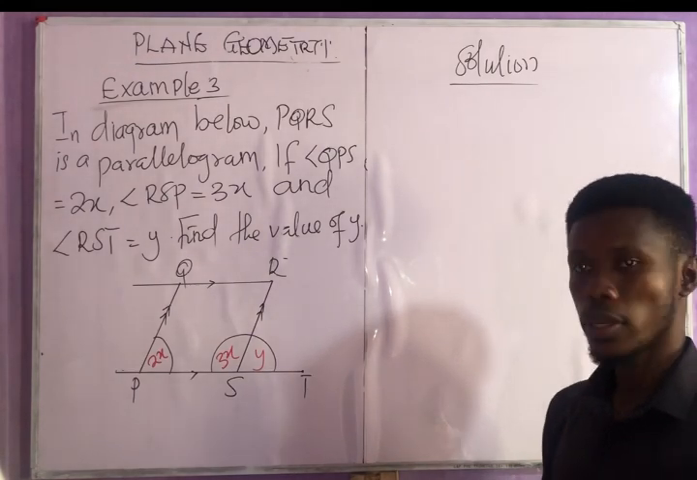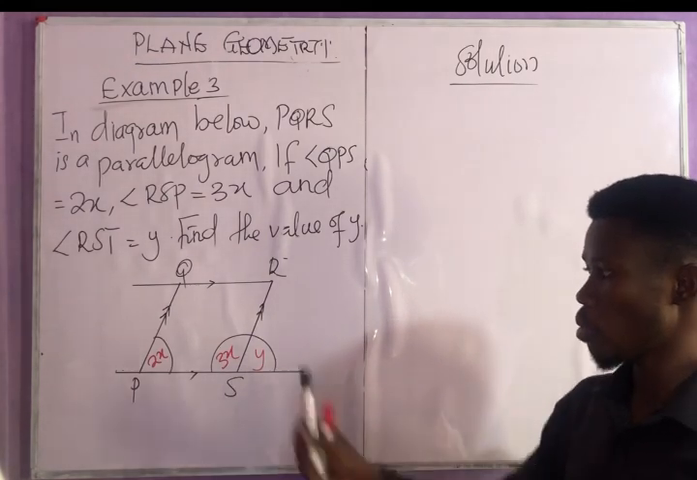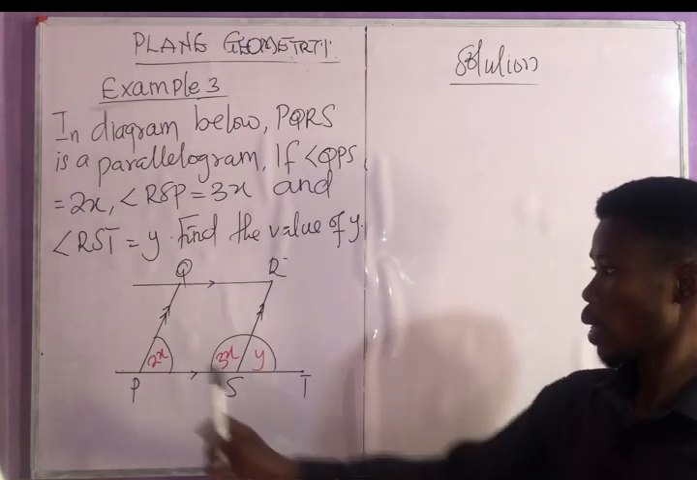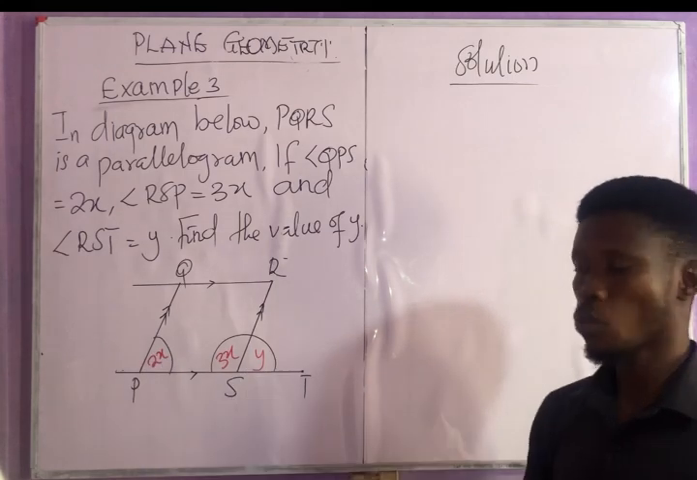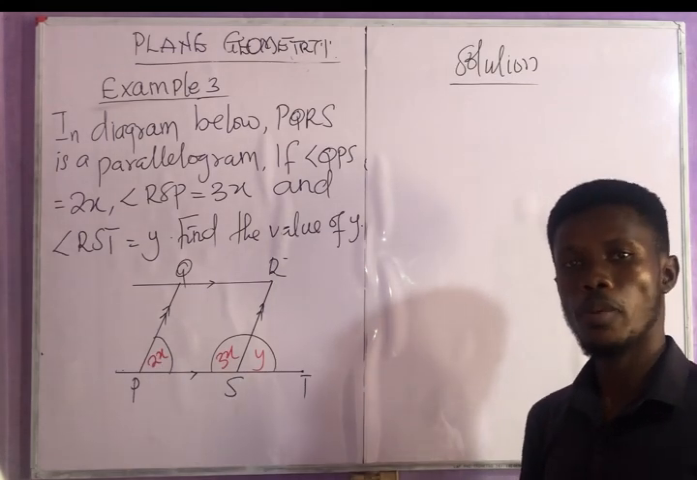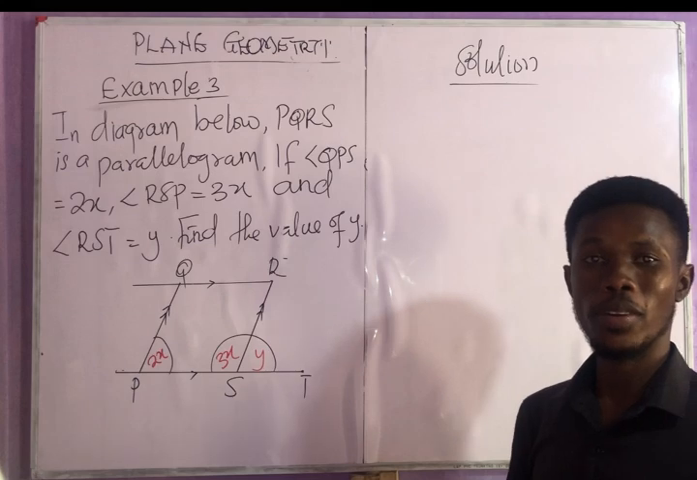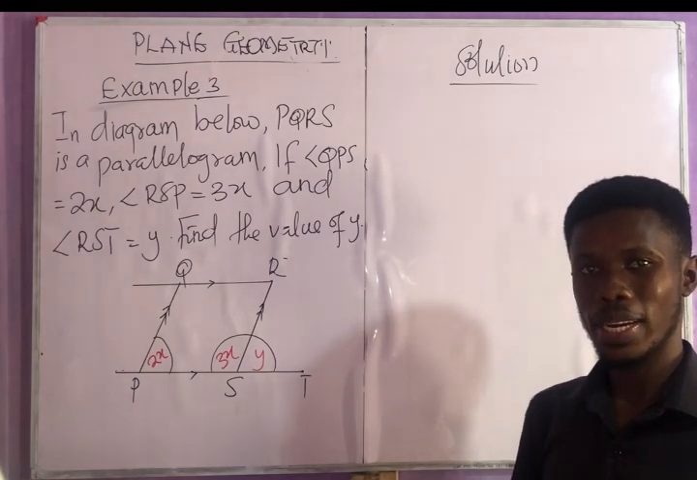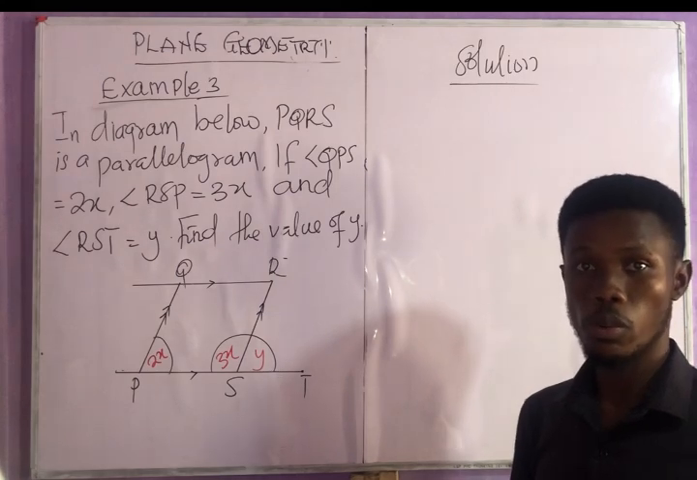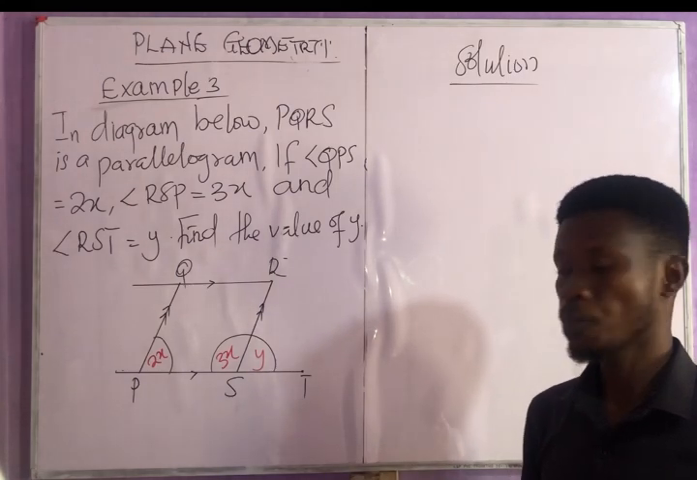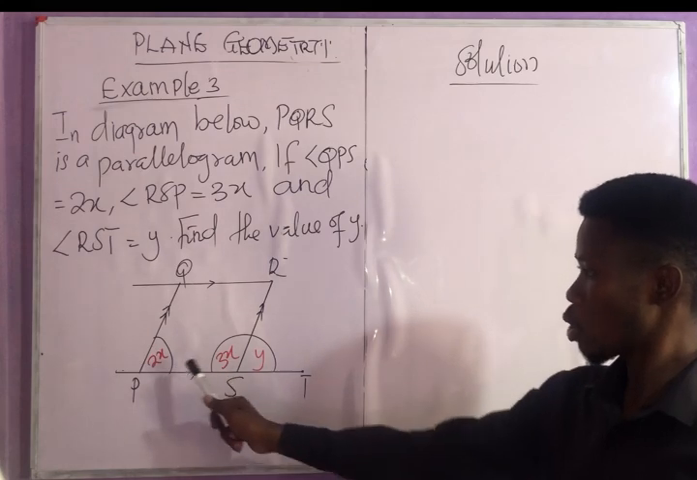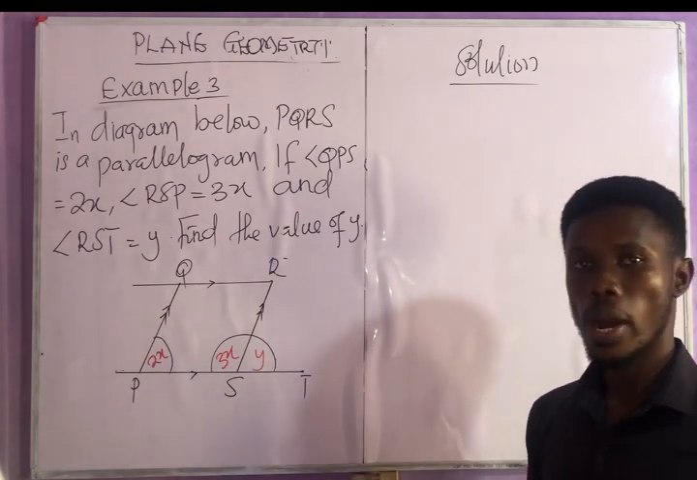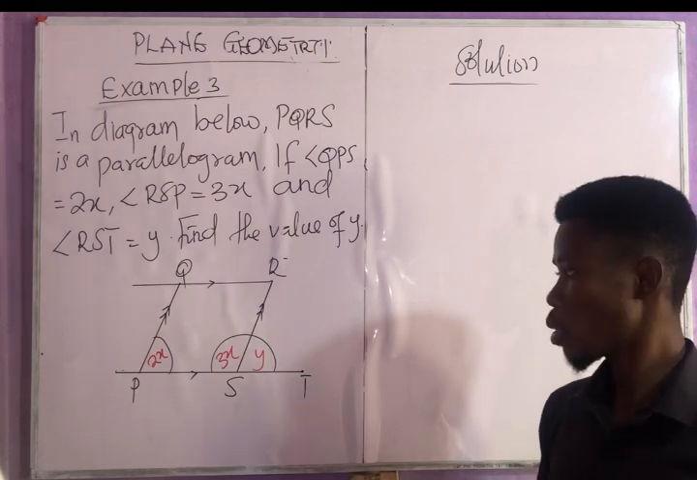Is that okay? Now, you want to find the value of Y. But per what you have learned, there was a property that linked this 2x and Y together. Can you remember that property? If you have not learned the previous video, please go and watch and learn the properties very well before coming to this video. So this 2x corresponds to Y. 2x is corresponding to Y.